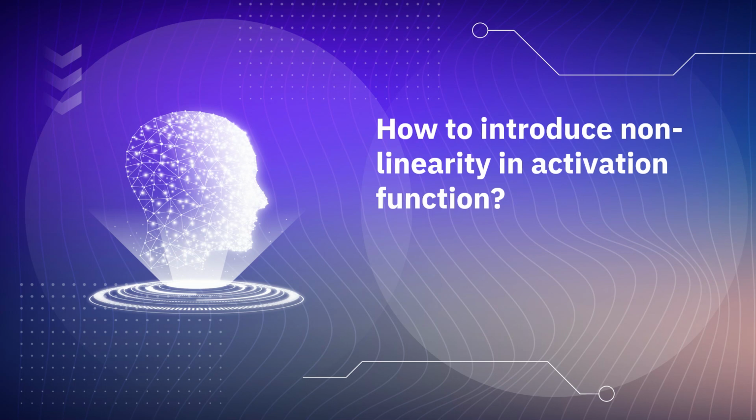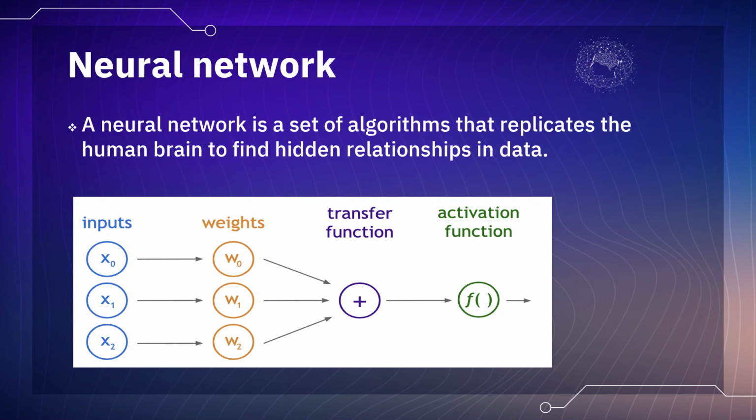In today's video, we will learn how to introduce nonlinearity in activation function. Before jumping onto the question, let's first learn what neural network and activation function is. A neural network is a collection of algorithms that attempt to recognize underlying relationships in a set of data by emulating how the human brain functions. Neural networks adapt to changing input to produce the optimum outcome without refining output criteria.